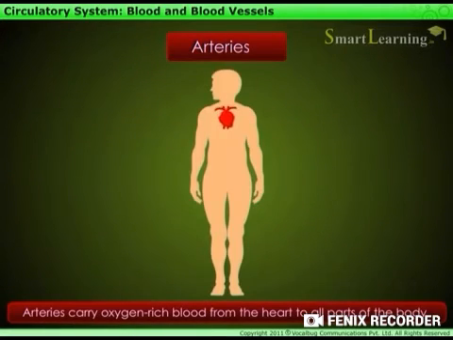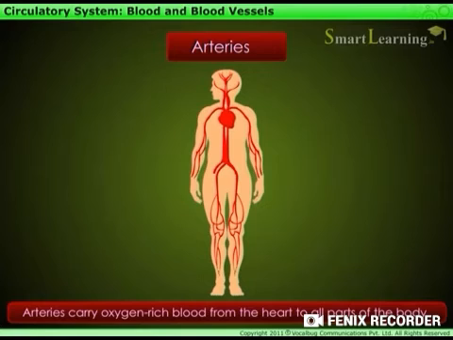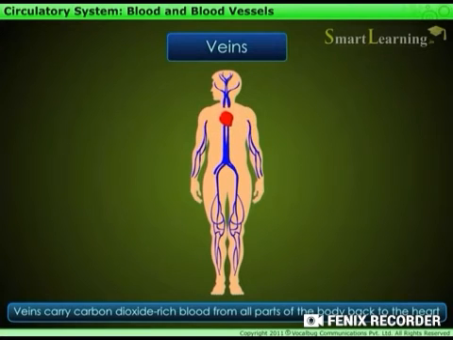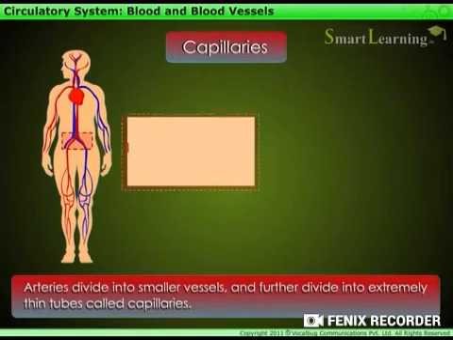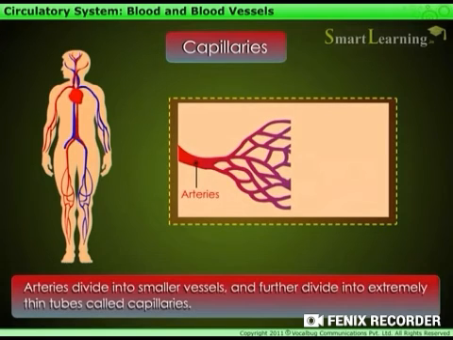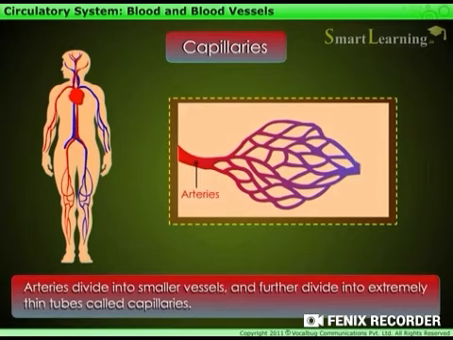Arteries carry oxygen-rich blood from the heart to all parts of the body. Veins carry carbon dioxide-rich blood from all parts of the body back to the heart. Arteries divide into smaller vessels and further divide into extremely thin tubes called capillaries. These capillaries join up to form veins, which empty into the heart.